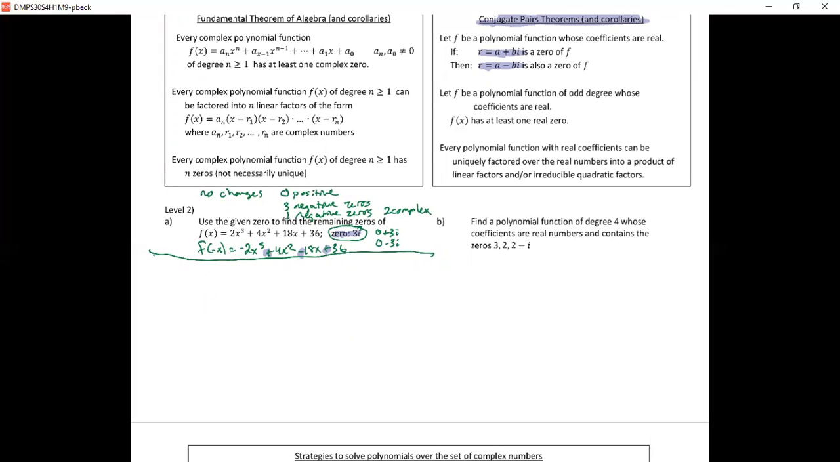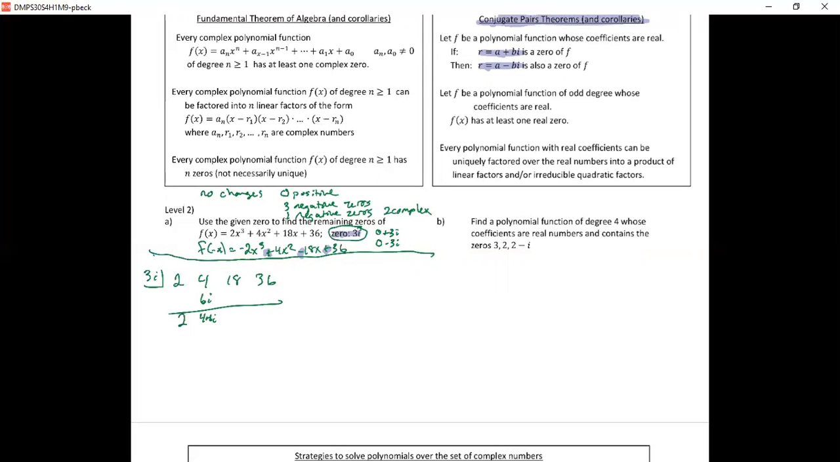We can use synthetic division just like we did before. This is going to be the hardest one to do, only because there's a lot of computation involved, and you'll see what I mean when I get into it. So 2, 4, 18, 36. 2 times 3i is 6i. Now, when we add those, we get 4 plus 6i.